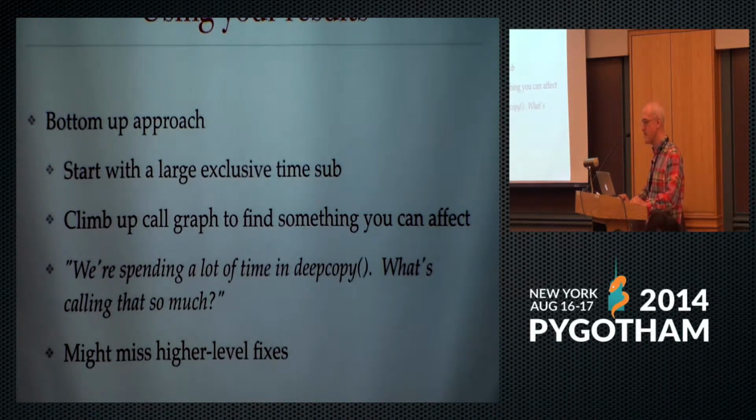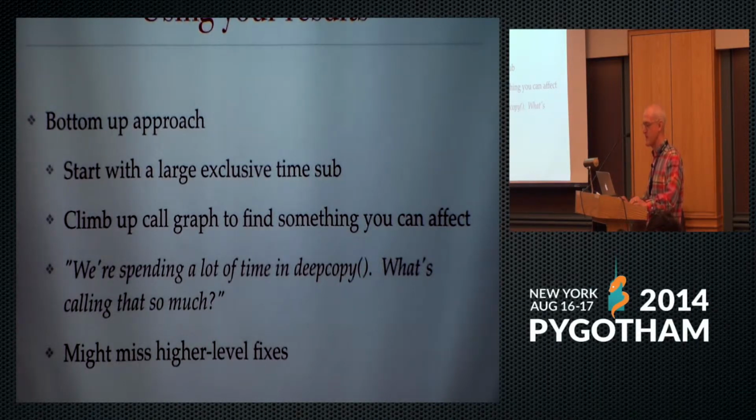Okay, so once you have your results, what do you do with them? I've got a couple approaches I tend to use. The bottom-up approach is where you sort things by exclusive time, and then you start with a sub that's got a large exclusive time and climb up the graph looking for something that you can actually change. The stuff that's got large exclusive time is often things that you can't directly work on, like maybe MySQL execute or something like that. So you end up walking up to find where you can actually make a change.